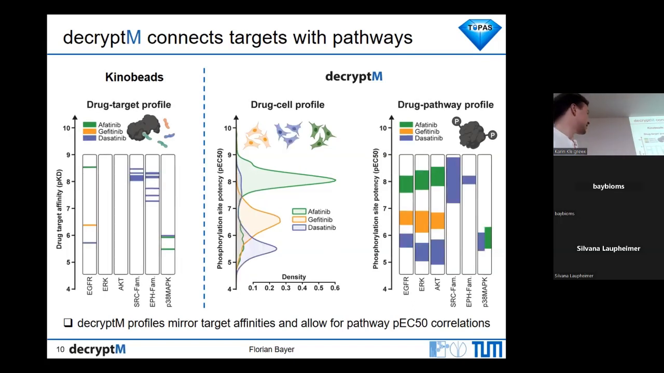Then we have something like dasatinib, which, this is not even all the targets of dasatinib. And there you basically see it's not an EGFR inhibitor in principle. So EGFR is in fact an off-target, but it's a designated SRC inhibitor. And you see there is some SRC inhibition component inside the cell. But then because it's EGFR driven, the majority is happening here.